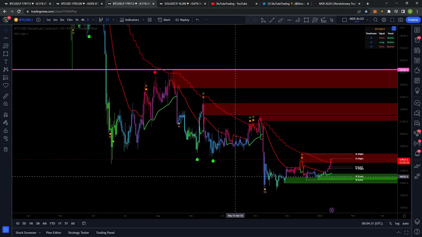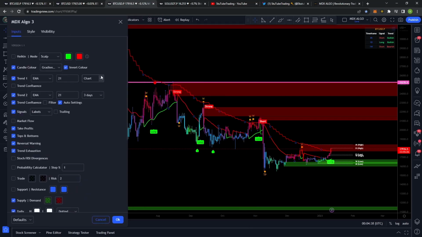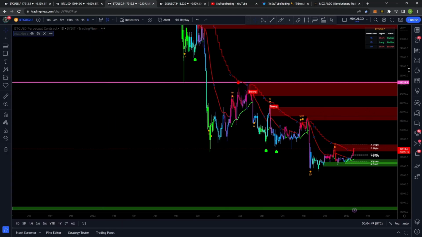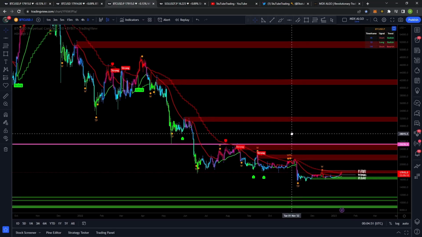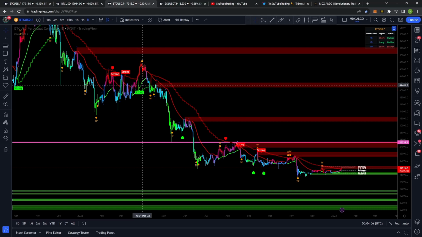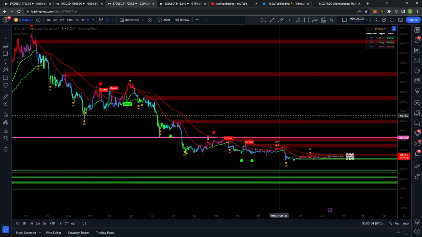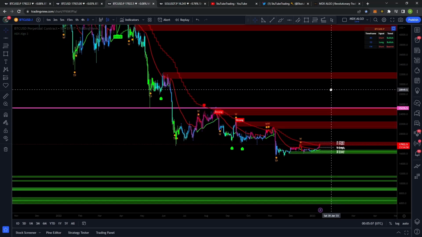Here, just going to change a couple things. I'm going to turn signals back on. And now what you can do on top of the auto settings, you can actually click filter, and this will only give you the signals that match up with the trend. So this whole downtrend, you're not really getting any long signals unless the trend confluence actually flips. For the most part, you weren't getting any long signals this whole dump down here other than this one here.